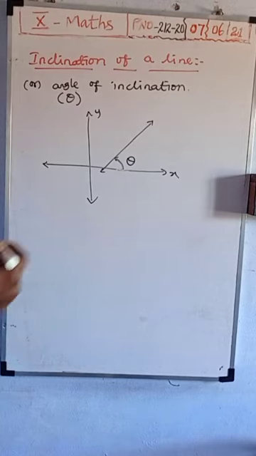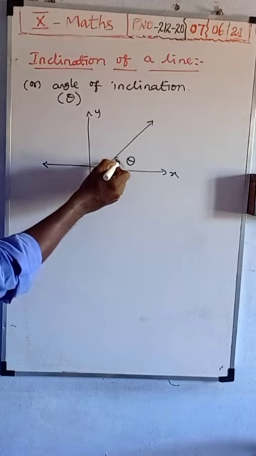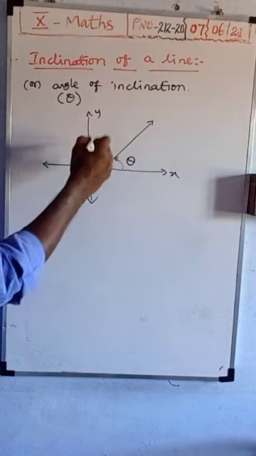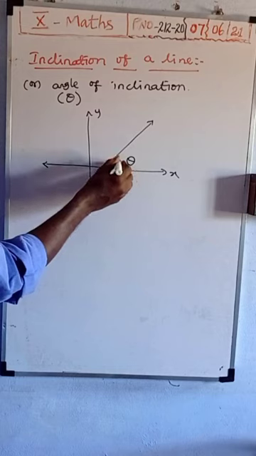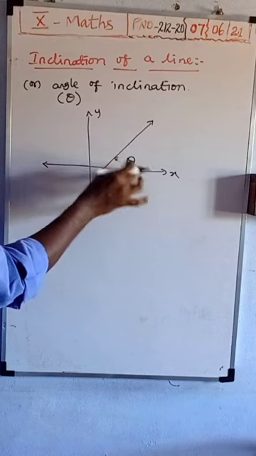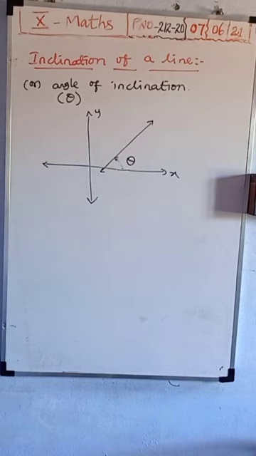We choose the positive direction, the counterclockwise direction; clockwise should not be measured. Counterclockwise you want to measure, then this is called the angle of inclination. For any line, the angle measured from the positive direction of the x-axis is called the angle of inclination. Next definition is the slope of a straight line.